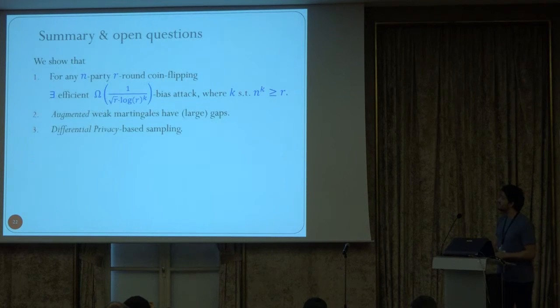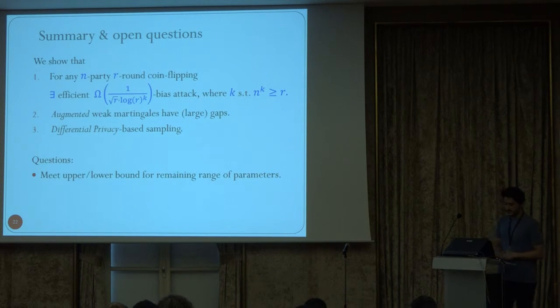Right, so let me give you the summary of the talk. We showed that for any n-party R-round coin flipping protocol, there is an efficient attack of that magnitude. We defined augmented weak martingales, and we showed that they have large gaps. We also defined the differential privacy-based sampling technique, which I didn't really talk about at all. And let me leave you with some open questions.